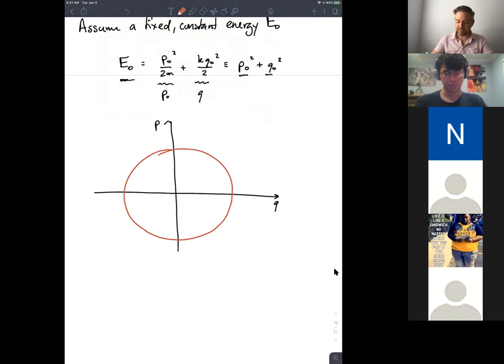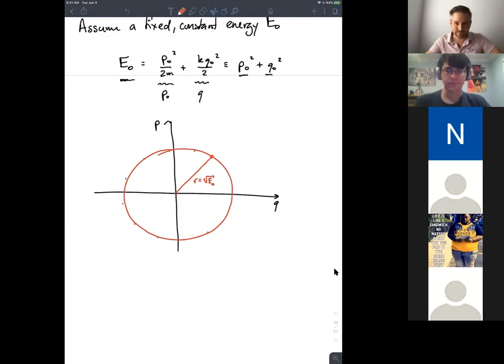Okay. And again, if I hadn't absorbed these constants into P and Q, then it would just be an ellipse instead of a circle. But who cares about ellipses? It's a circle, for God's sakes. So let's talk about circles. Okay, so now every point on this circle. So again, the radius of this circle is equal to the square root of E naught. So in other words, as long as we are on this circle, we have energy equal to E naught. Make sense? So in other words, every possible point on this circle corresponds to one state of our harmonic oscillator that has energy of E naught.